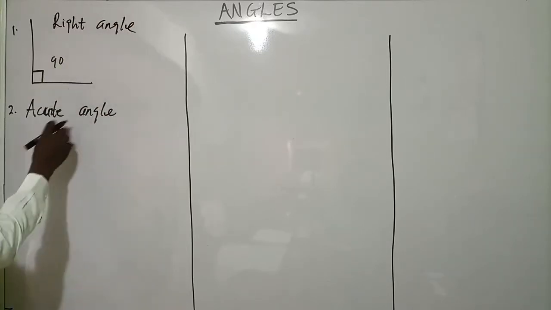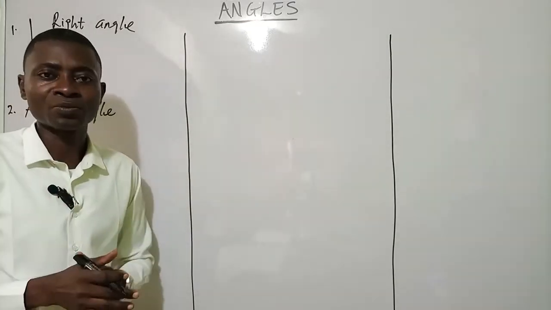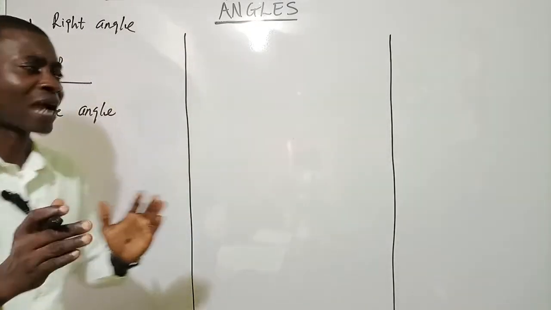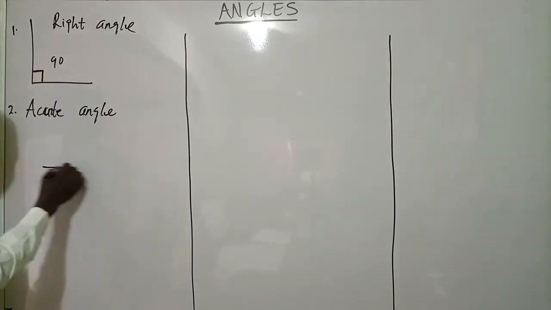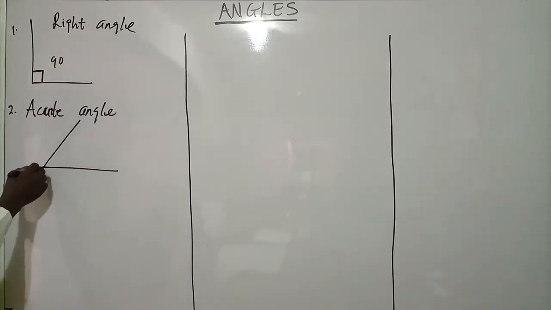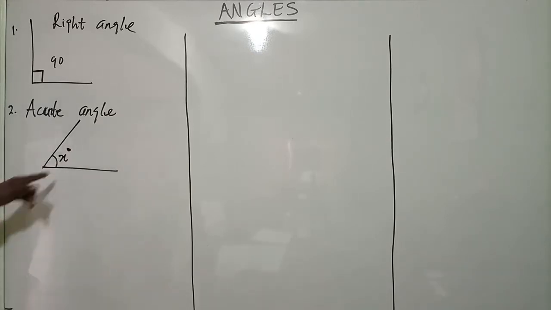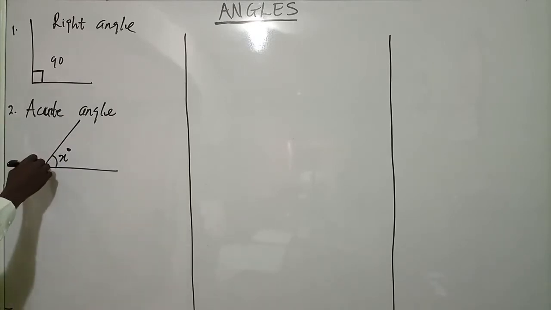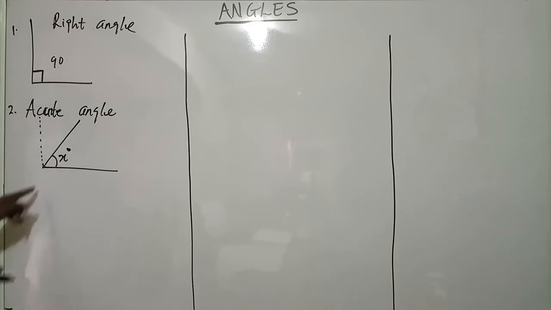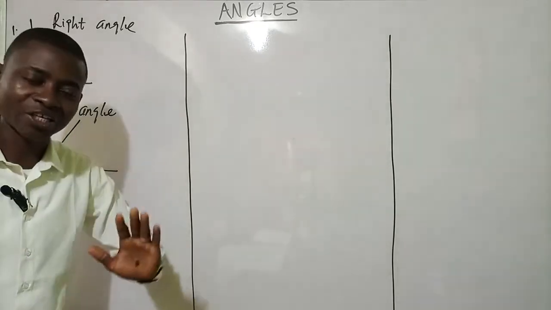Now we have an acute angle. What's an acute angle? An acute angle is an angle that is less than 90 degrees. We have an angle like this. This angle x degree there is an acute angle because it's less than 90 degrees. 90 degrees is somewhere around here. So an angle that is less than 90 degrees is called an acute angle.